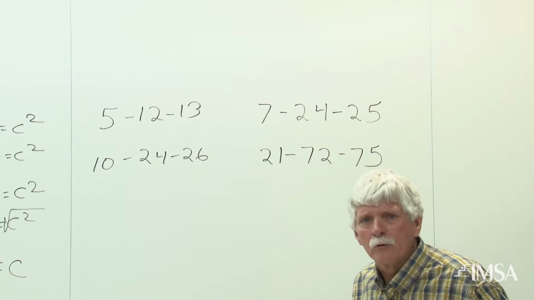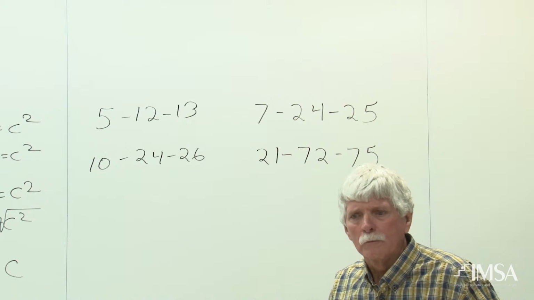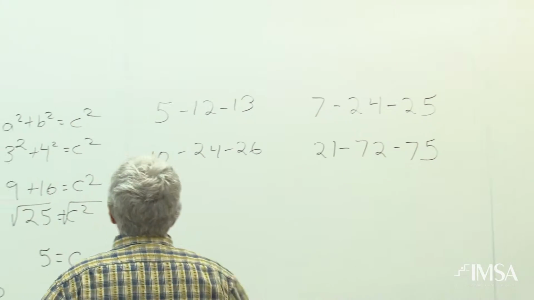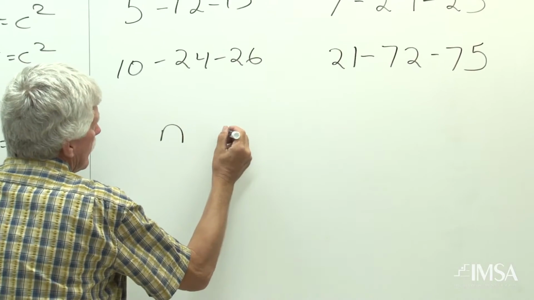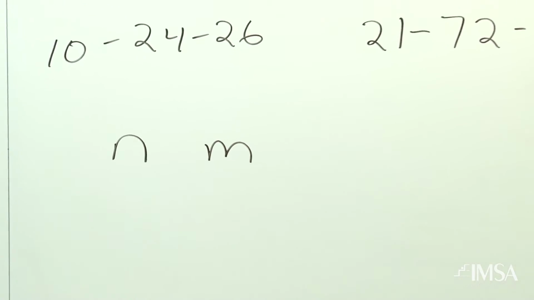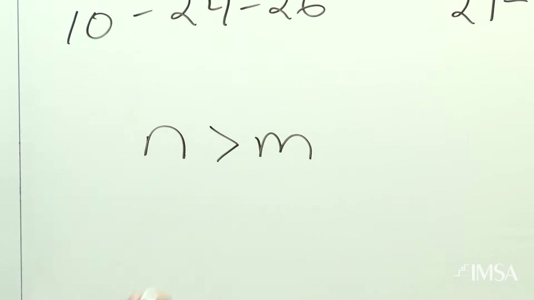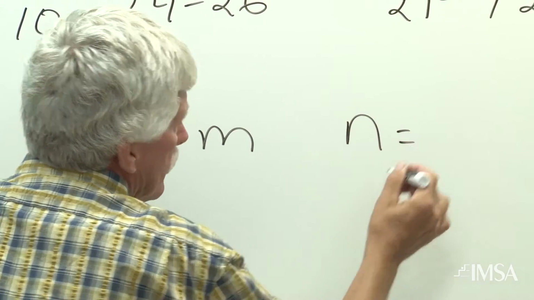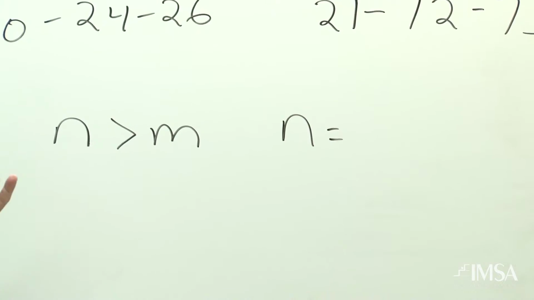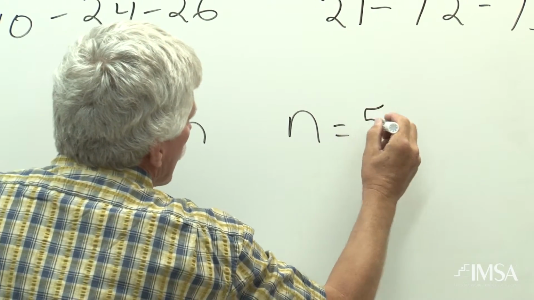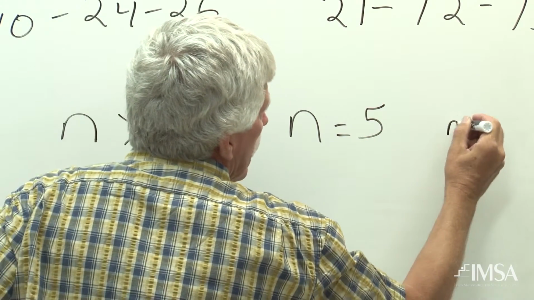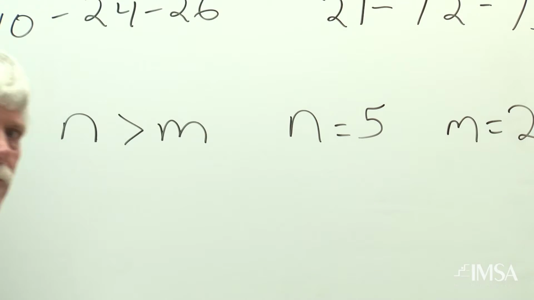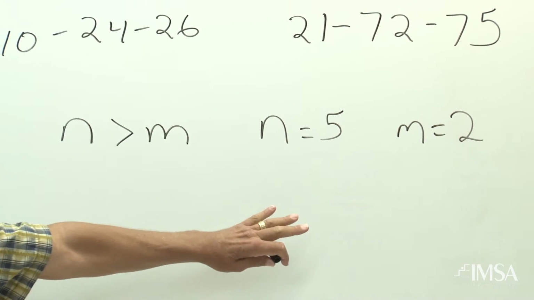Now I'm going to give you an opportunity to find a triple on your own. You need to take two numbers, n and m, and we know that n is greater than m. So let's take n. I'm just going to pick a number, let's say 5. And m, we're going to call 2. And we're going to create a Pythagorean triple.